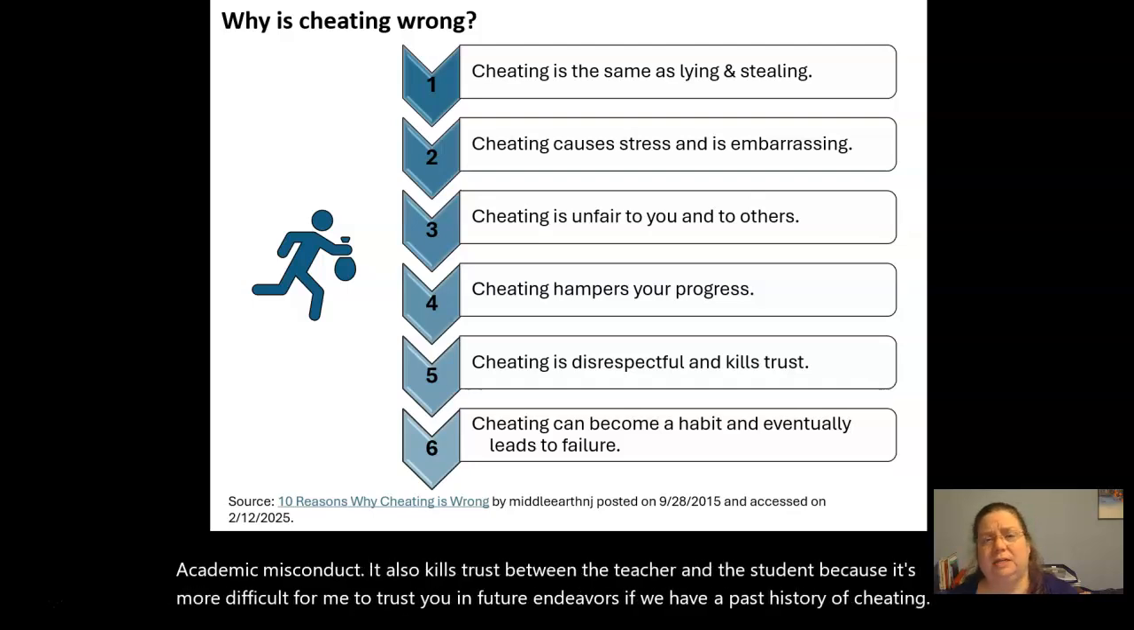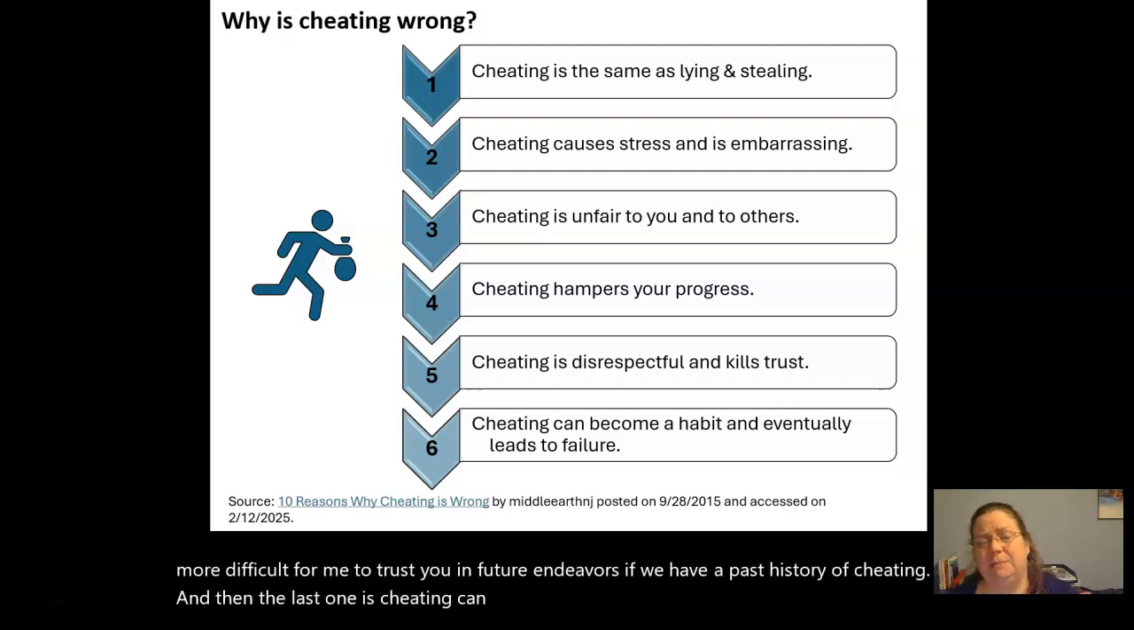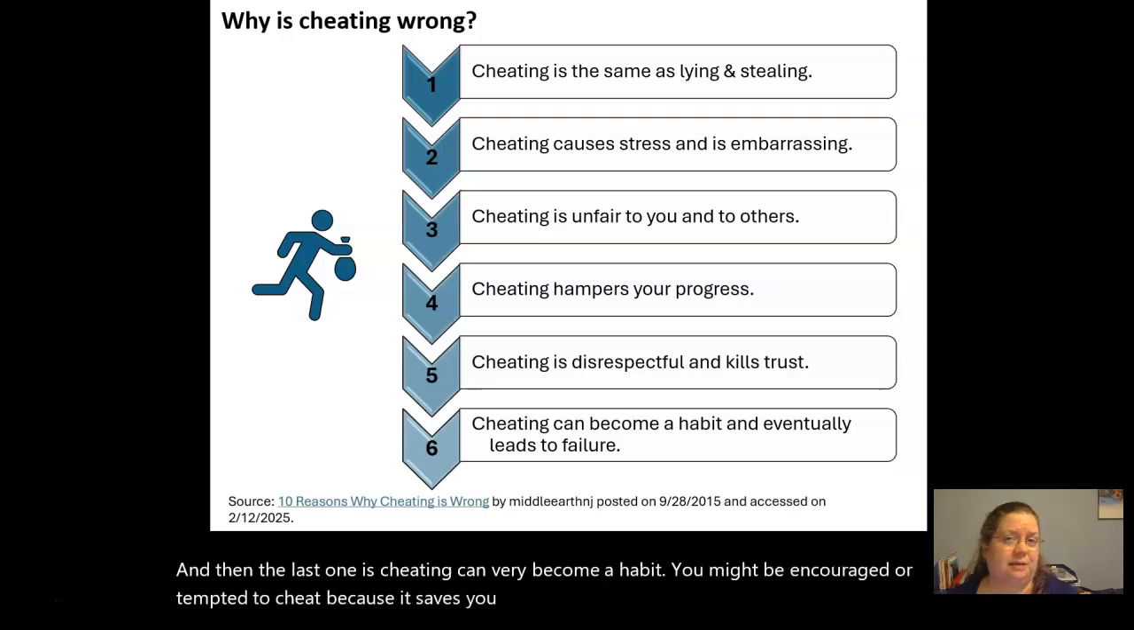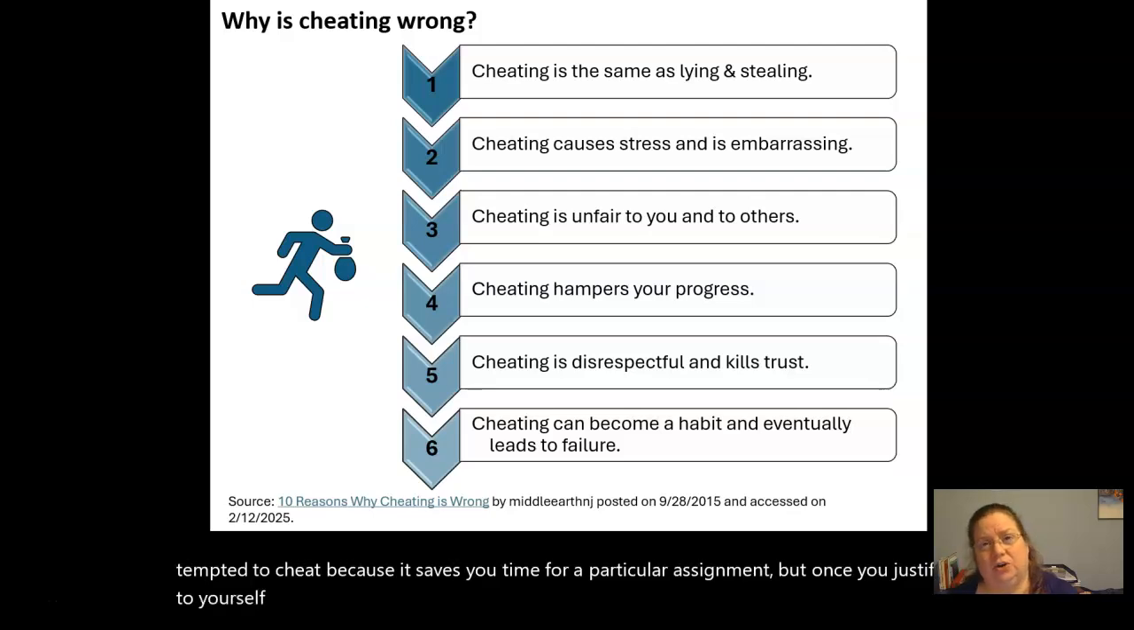And then the last one is cheating can very easily become a habit. You might be encouraged or tempted to cheat because it saves you time for a particular assignment. But once you justify it to yourself once, chances are you're going to find it a little bit easier to justify it to yourself in the future.